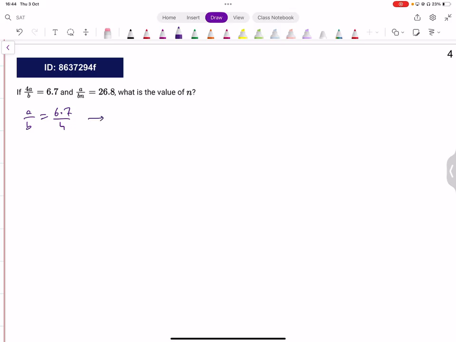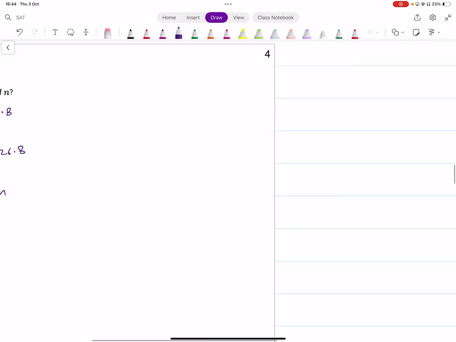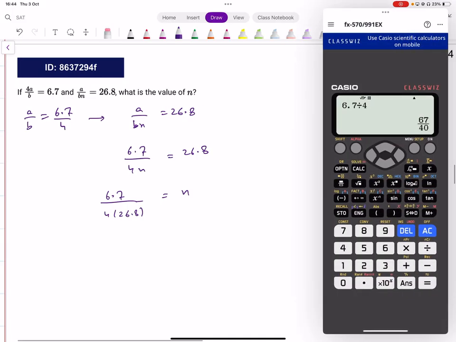Now, in the other equation, you have a over bn equal to 26.8. In place of a over b, you can write that. You can say that 6.7 over 4n equals 26.8, and that's going to give you the value for n, 6.7 over 4 into 26.8. You can see what that is. 6.7 divided by 4 into 26.8, and that's giving me 1 over 16. N is 1 over 16.